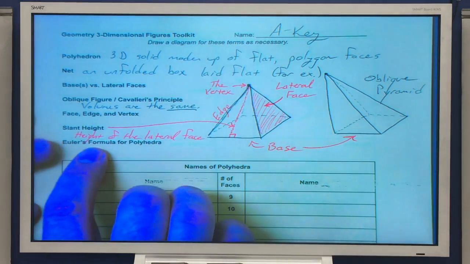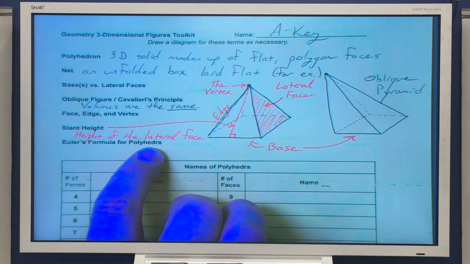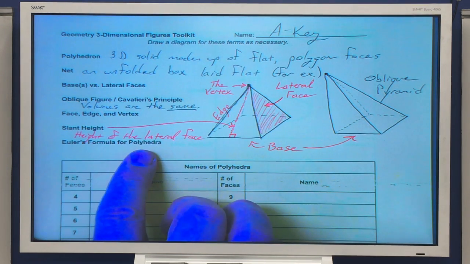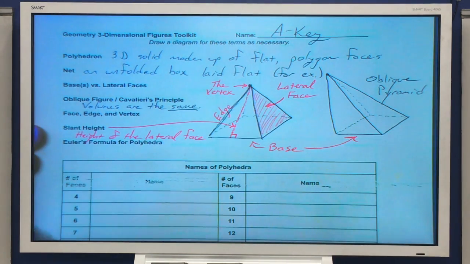Now we're going to come back in the future to Euler's formula for polyhedra. It's an interesting formula for every polyhedron, and that's just a fancy word for pyramids and prisms and that kind of thing, tetrahedrons, all that stuff. It connects the number of edges, the number of faces, and the number of vertices. It holds for every polyhedron. It doesn't hold for cones and cylinders, but those aren't polyhedrons. Okay, so I think I've covered this.